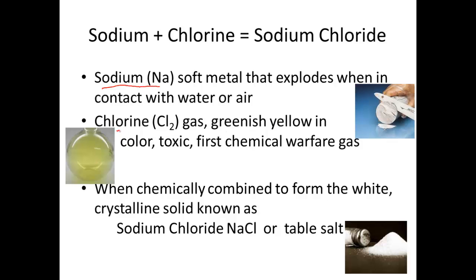Chlorine was our first chemical warfare gas of World War I, noxious, toxic gas. When they chemically combine together, those two form sodium chloride or table salt, which we use on a regular basis. So much different than the two elements that came together to make them. Elements have different properties than the compounds that they're made from. So that's a key idea there.